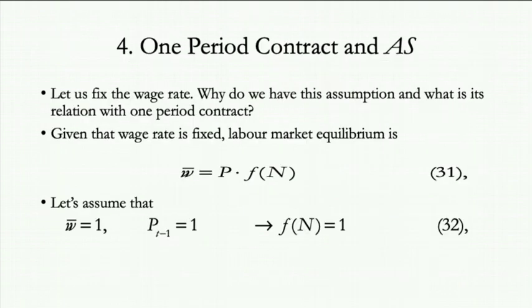Next, we want to look at one period contract and aggregate supply. So when we have a contract in the labor market, it means what? That means the wage rate is fixed because of the contract. So why do we have this assumption? I did mention to you just now. What is its relation with one period contract? I have explained it to you just now.